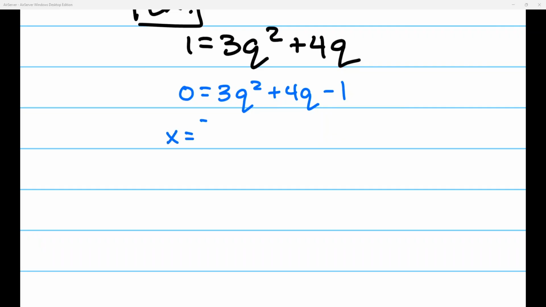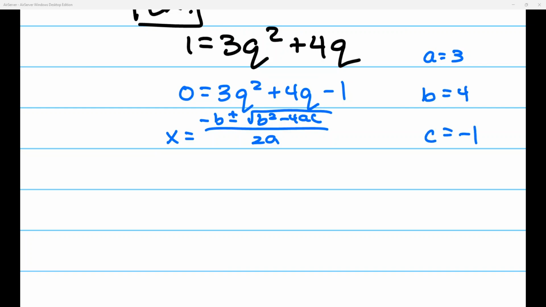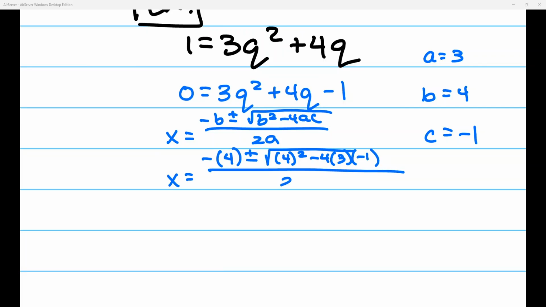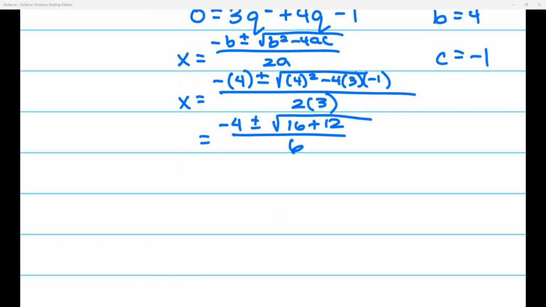x is equal to negative b plus or minus the square root of b squared minus 4ac all over 2a, where my a is equal to 3, my b is equal to 4, my c is equal to negative 1. I get x is equal to negative parentheses, my b value is 4, plus or minus the square root of parentheses 4 squared, minus 4 times a, which is 3, times c, which is negative 1, all over 2 times 3. That's negative 4 plus or minus the square root of 16. I see two negatives, so that's going to be a plus 12 over 6. Negative 4 plus or minus the square root of 28 all over 6.